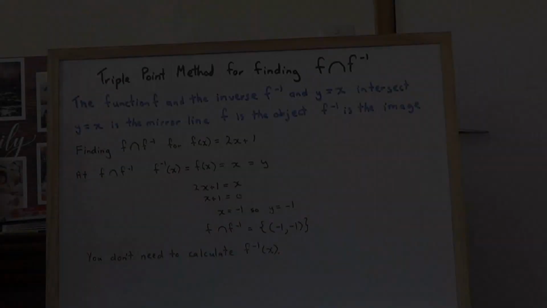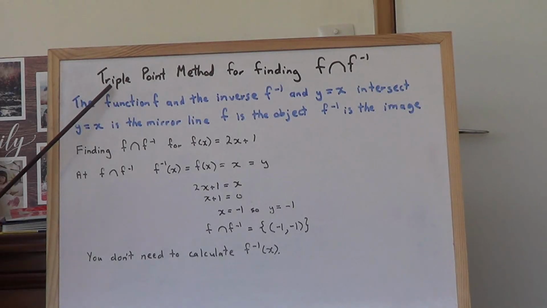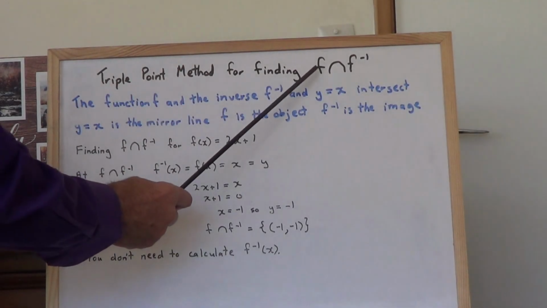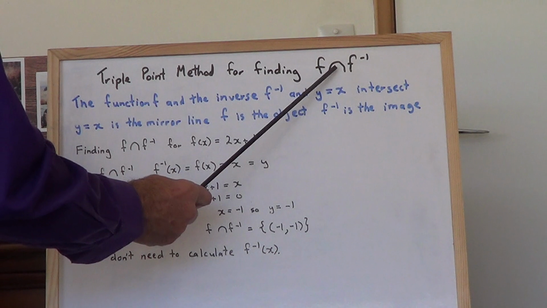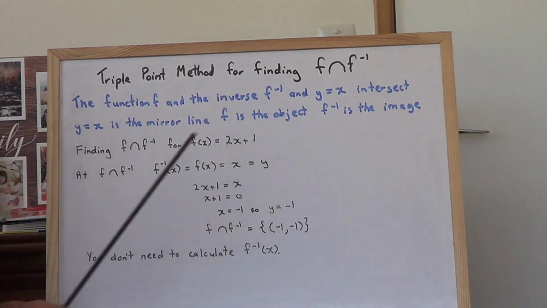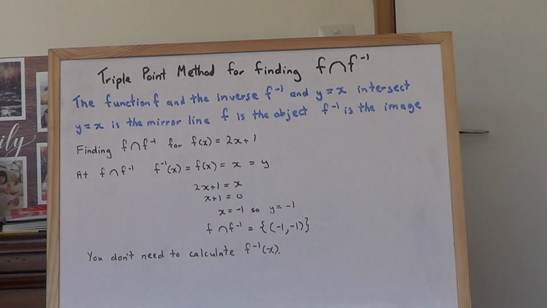Taking a wider view can often lead to easier ways of doing things. That's exactly what I do in this video. This is the triple point method for finding a function intersected with its inverse function, and this is going to be actually a point. Now, this is the basis of the triple point method.